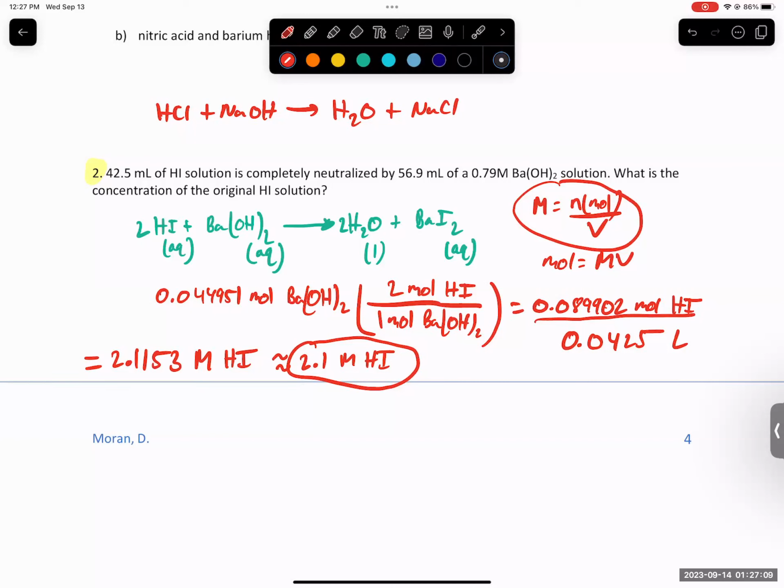Anything else? 1.0419. So what I did was I converted the 56.9 number to liters first, since molarity is moles over liters. So I took this number, converted it into liters, which was 0.0569 liters, and I multiplied it by the concentration here, the molarity. Because if you look at this rearranged form of the equation, moles equals molarity times volume. Does that make sense? How I got that?